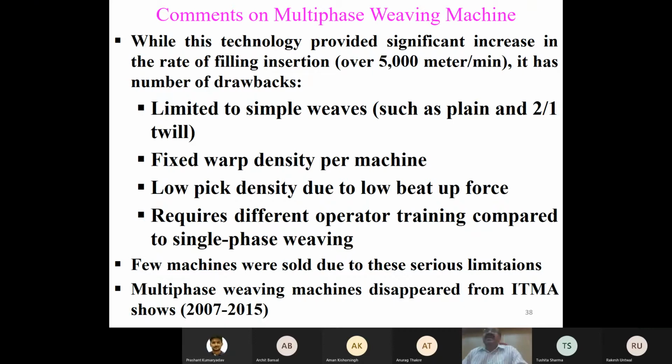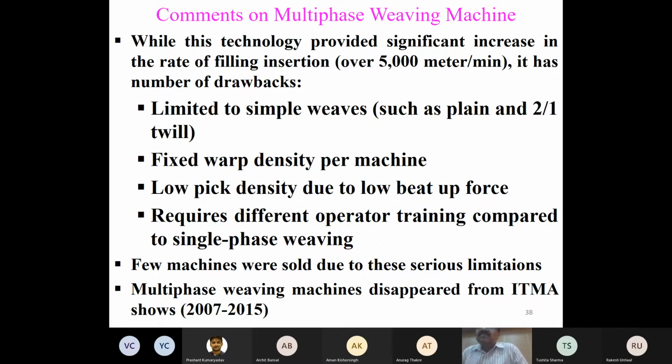These are some of the information relating to multiphase weaving. Although multiphase weaving can facilitate weaving production at more than 5,000 meters per minute weft insertion rate, it has several limitations. What are those limitations?